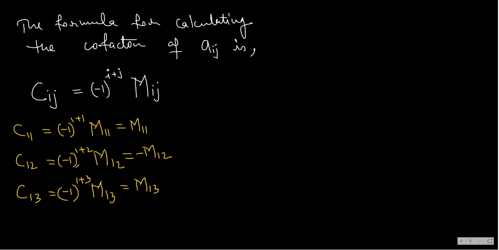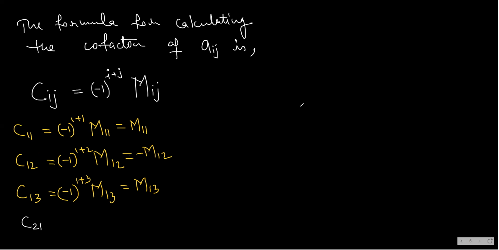Whereas I noticed if the sum of these numbers is odd, then C12 is minus of M12, negative. So C12 is minus M12. Now see here.